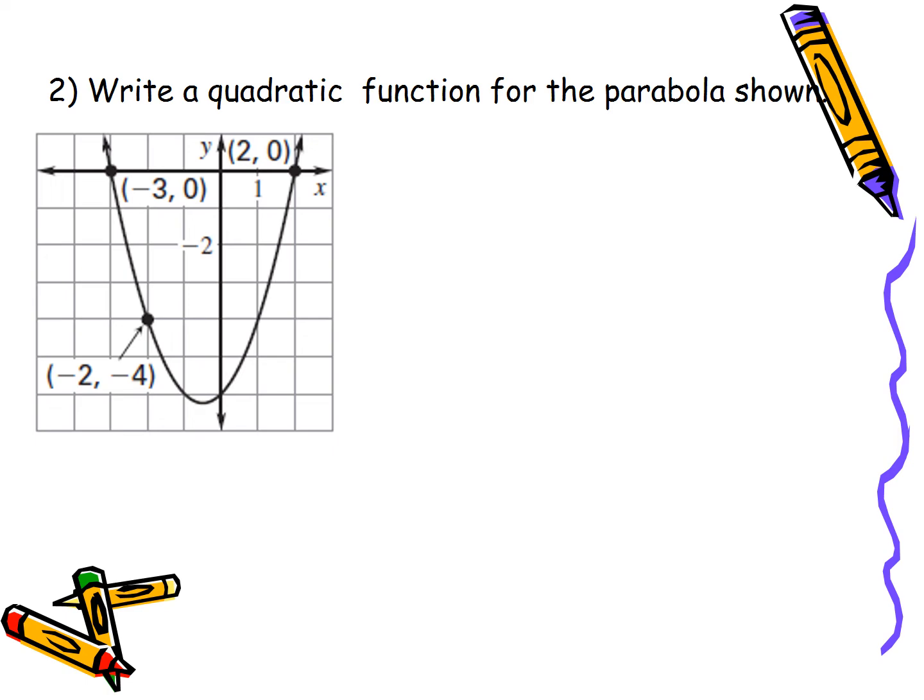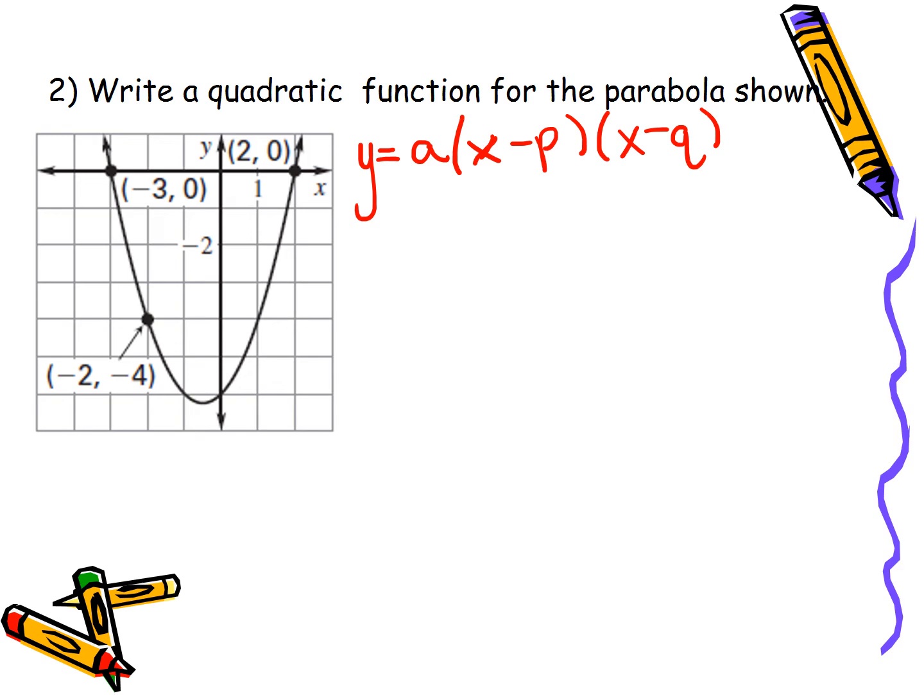So intercept form in its generic form is y is equal to a, that vertical stretch or shrink, times x minus p, which is one intercept, and then x minus q, which is another intercept. For whatever reason, they just decide to use the variables p and q just because we've always been using the letters towards the front of the alphabet, so why not use the letters towards the end of the alphabet?